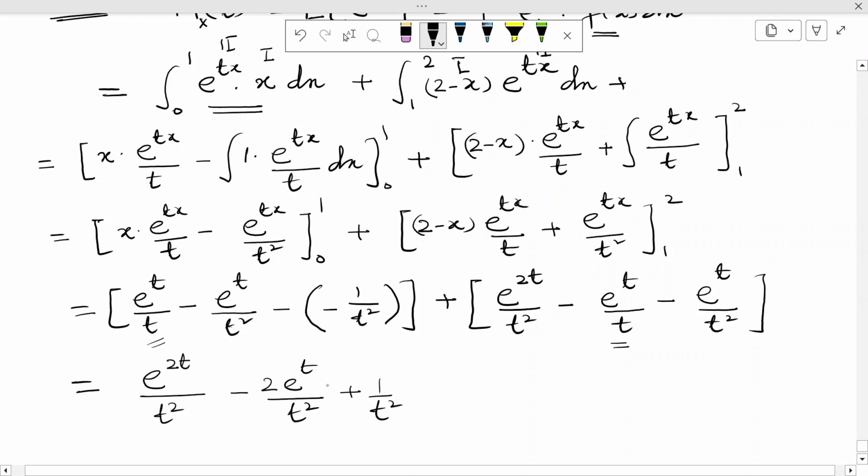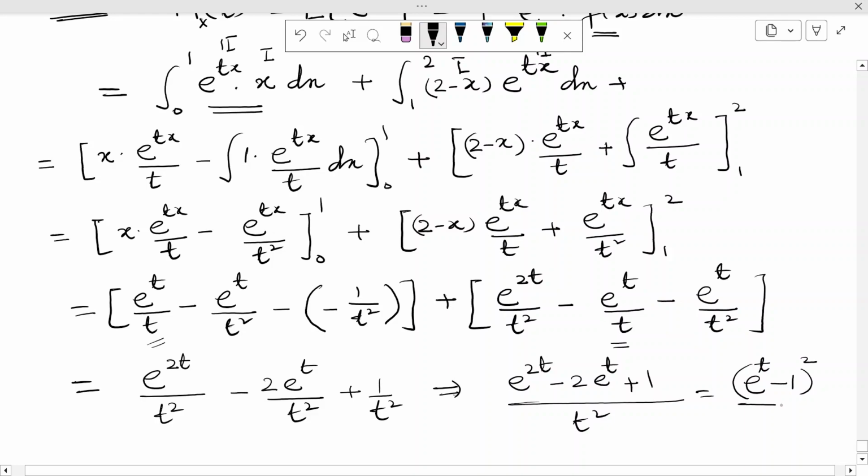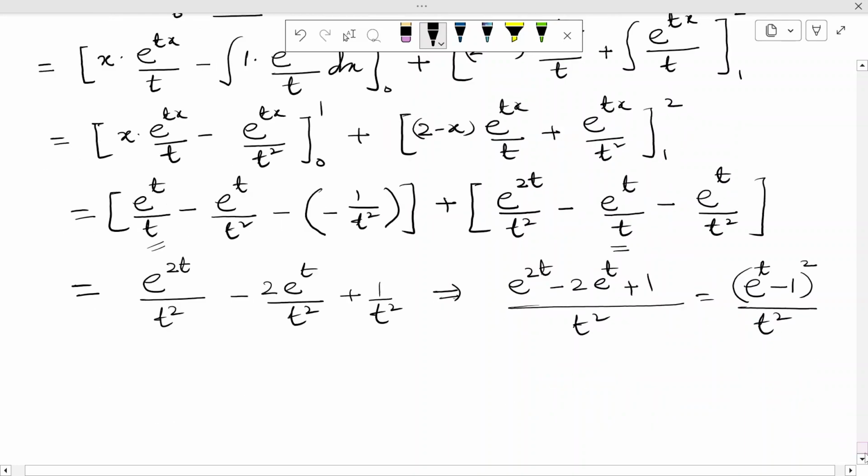So these are the terms which we are having here, and you can simplify this as e to the power 2t minus 2 e to the power t plus 1 over t square, or you can also write it as, sorry, this is not e to the power 2t, this will be e to the power t minus 1 whole square over t square. So this is our moment generating function.